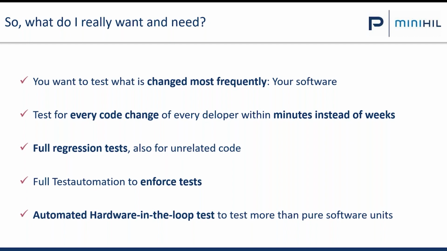Then you want full test automation to enforce tests. You should not depend on every developer to run the tests. First of all, it costs a lot of time for the developer, and second, you're not sure whether the tests actually ran or not. So you want test automation, and in the end, you also want an automated hardware-in-the-loop test to test more than pure software units, because the software units are in an embedded system only a part.